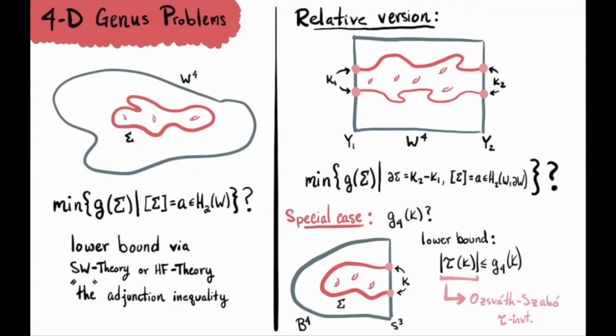So this might be somewhat unfamiliar, but there's a special case that's hopefully more familiar to people, which is just the question, what is the four-ball genus of a knot? To ask that question is to start with a four-ball. It has boundary S3, and I'm fixing a knot in the boundary, and the four-ball genus is the minimal genus of a surface that has boundary that knot.